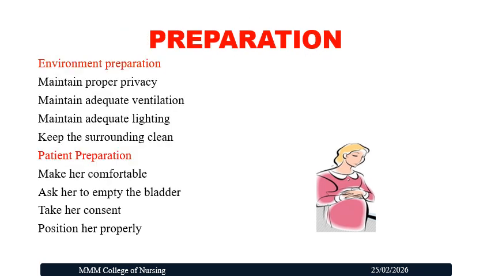Preparation. There are two types of preparation, environmental preparation and patient preparation. Under environmental preparation, we have to maintain proper privacy, adequate ventilation, adequate lighting and keep the surrounding clean. Coming to the patient preparation, make her comfortable, ask the mother to empty the bladder, take consent from the mother, and position her properly.